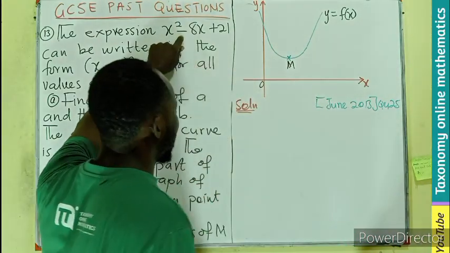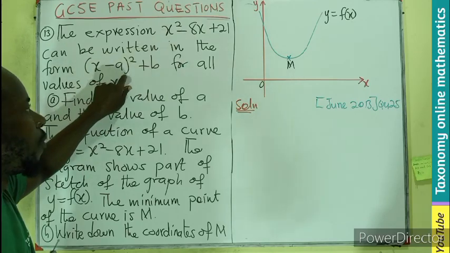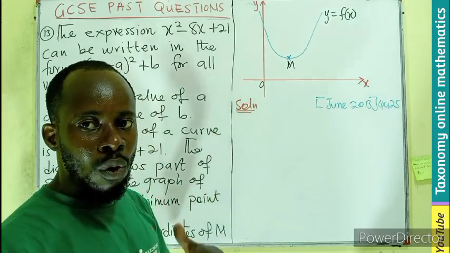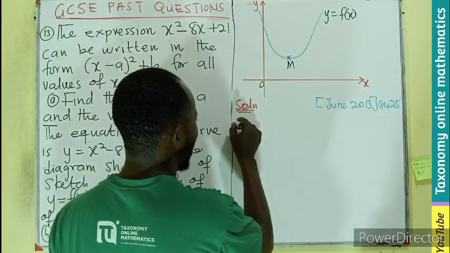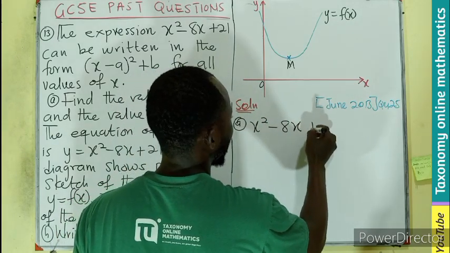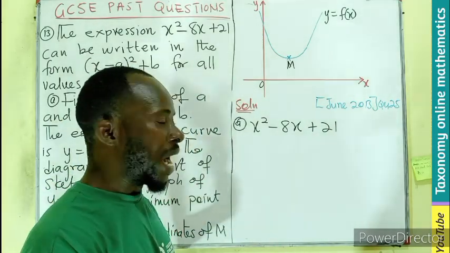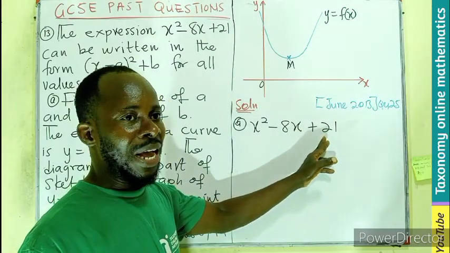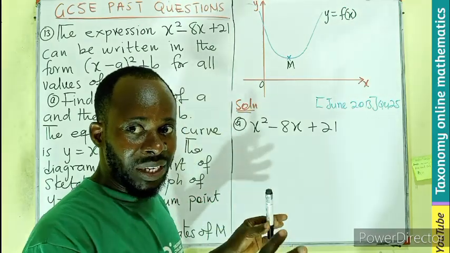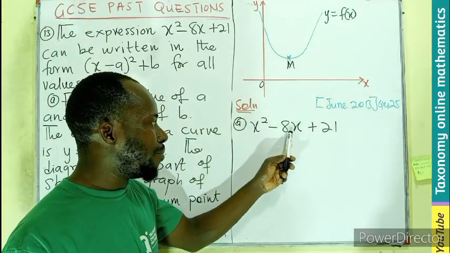In this first part, to be able to rewrite an expression of this form in this form, we have to use completing the square. So here I'll be having x squared minus 8x plus 21. This is an expression, not an equation. If it were an equation, we would be sending the constant term to the other side of the equal sign. But since it's an expression, let's maintain it that way and find half the square of the middle term.